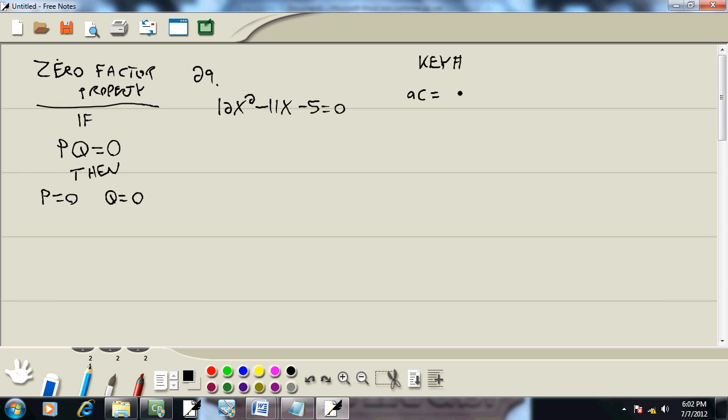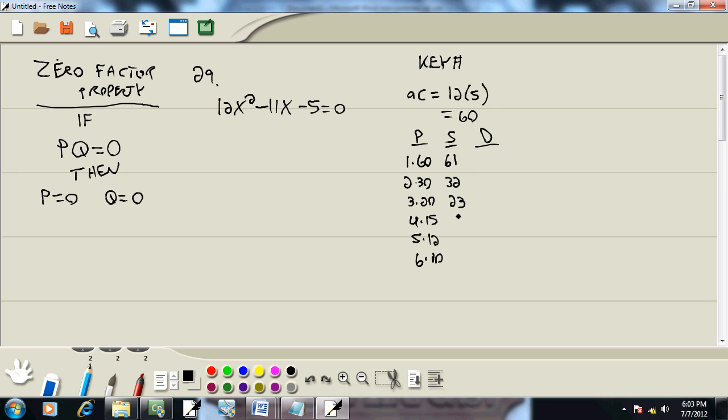We take the number at the beginning, which is 12, times the number at the end, ignoring signs. So it's just 5. What's that give us? 60. We're going to write down all products that give us 60. So there's 1 times 60, 2 times 30, 3 times 20, 4 times 15, 5 times 12, and 6 times 10. Now we're going to add those together. 1 plus 60 gives us 61. 2 plus 30 is 32. P stands for product. S stands for sum. We're adding these numbers together.